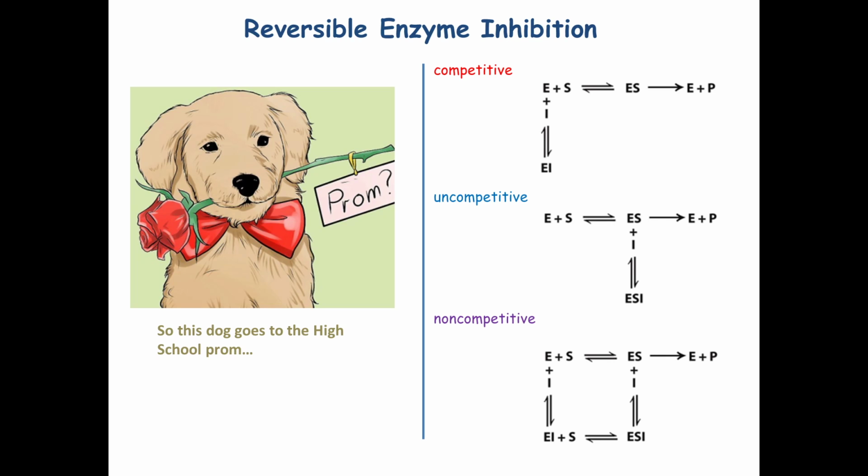Which one does that appear to be on the right? Competitive? Is that what you said? No, uncompetitive. Uncompetitive, correct. So Sammy only binds to couples already dancing, only binds to ES complexes, never to individuals like E alone. Okay? So Sammy would be an uncompetitive inhibitor.